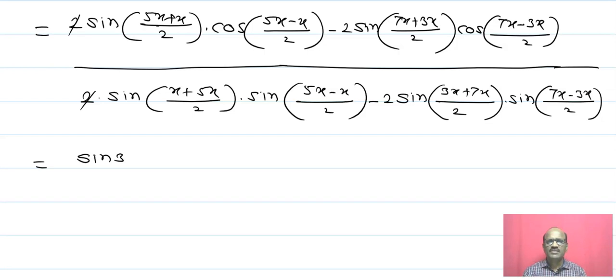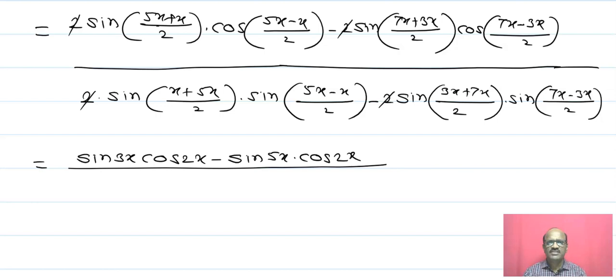Therefore, simplification: 5x plus x is 6x upon 2, that is sin of 3x, cos of 2x. And the 2 gets cancelled in the denominator and the numerator. Sin of 3x into cos of 2x minus sin of 5x into cos of 2x, and in the denominator sin of 3x into sin of 2x minus sin of 5x and sin of 2x.